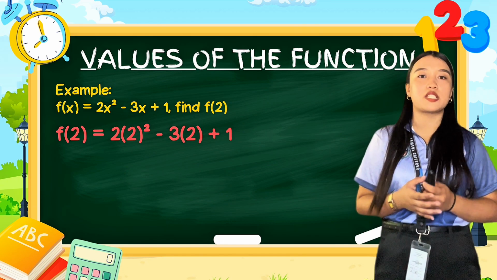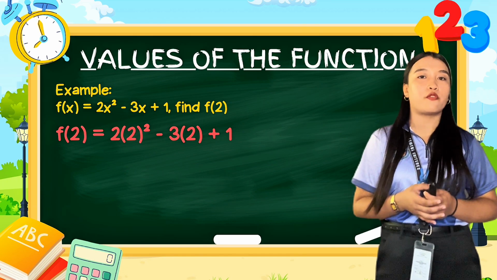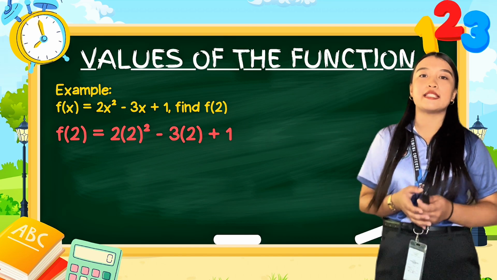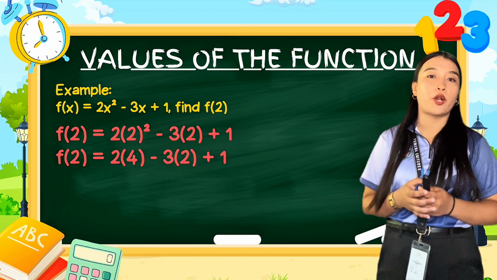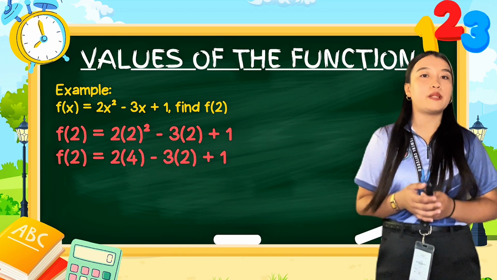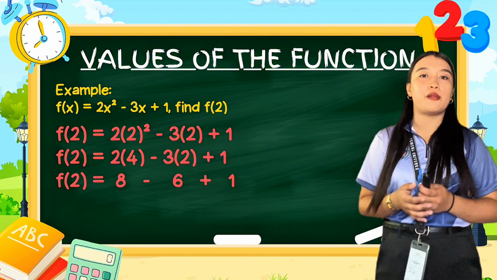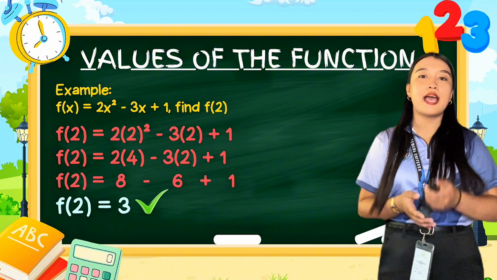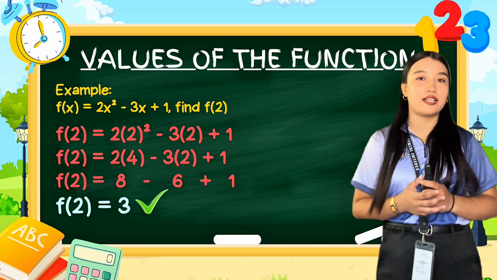So let's start with the exponent. So 2 squared equals 4. Next, we can multiply and simplify it. So 2 times 4 minus 3 times 2 plus 1. So it becomes 8 minus 6 plus 1. And our final answer is f of 2 equals 3. Easy, right?